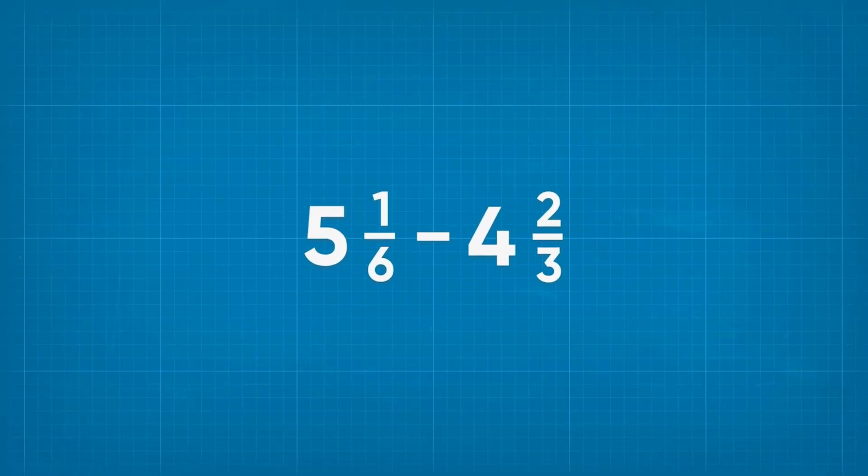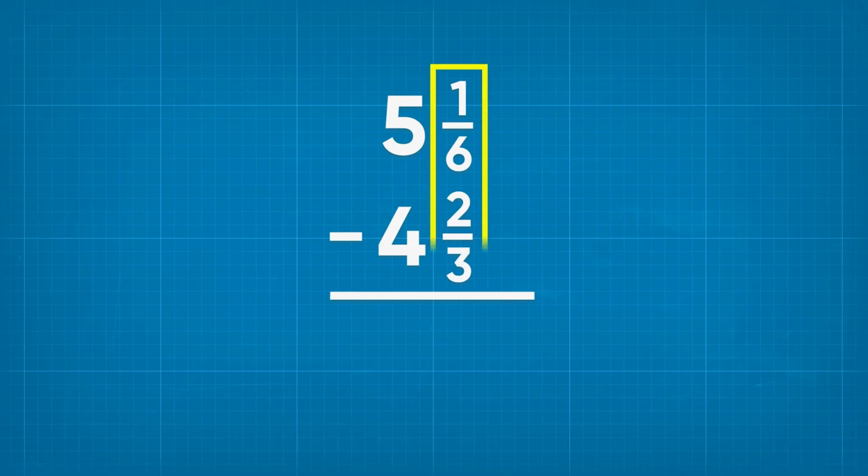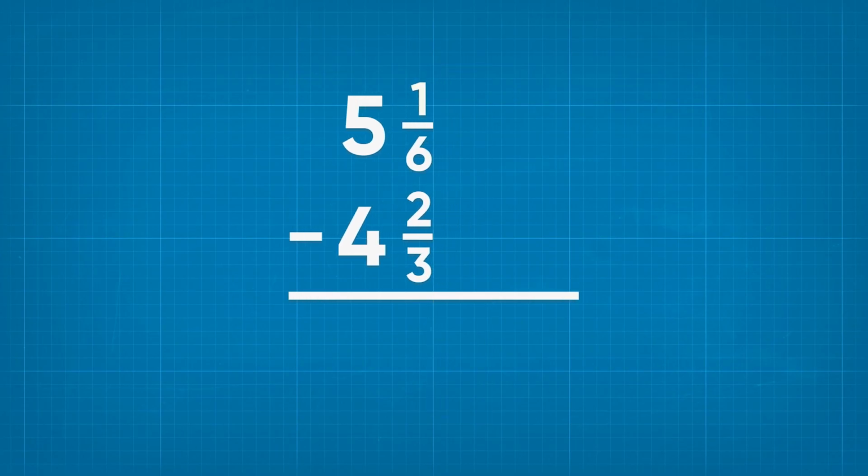Let's start by stacking the numbers just like we did before. Now we can subtract one column at a time. First, let's subtract the fraction part, which means we need to find common denominators. Let's multiply the numerator and denominator in 1/6 by 3. 1 times 3 is 3, and 6 times 3 is 18.